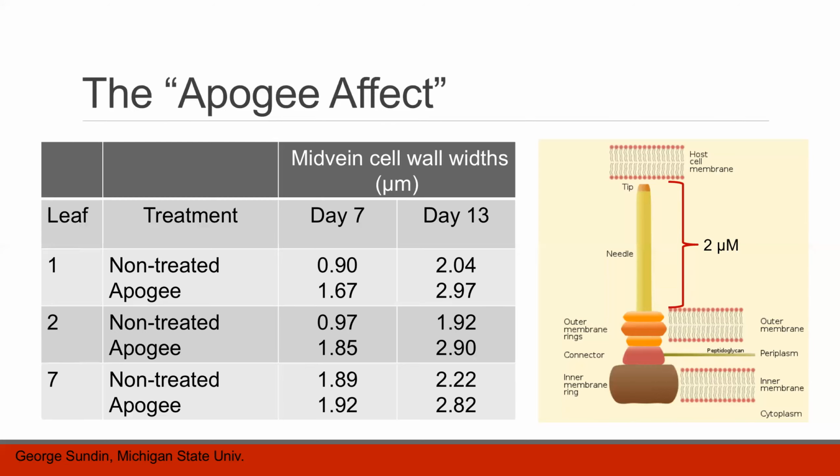What I find really interesting is that the increase in cell width after one application was sufficient to build a cell wall barrier that doesn't allow the needle of the type 3 secretion system of Erwinia to pass the plant cell wall. So if you look at the image on the right, this is an image of a type 3 secretion system. And this system has a needle on it that's 2 micrometers in length.